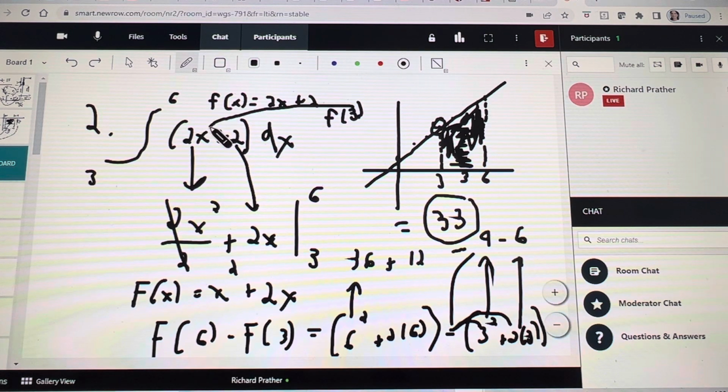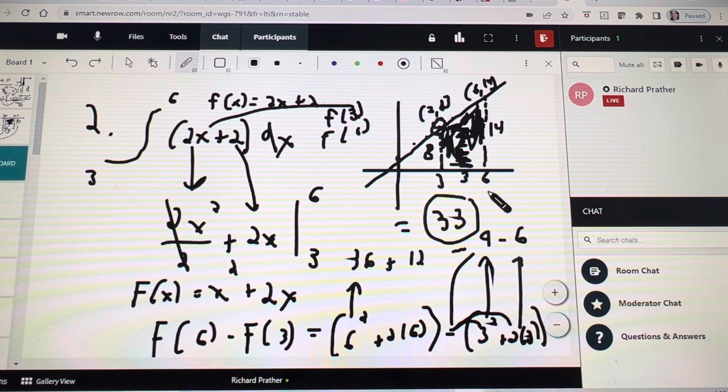2 times 3 is 6 plus 2 is 8. So that smaller base has a height of 8. And that means this coordinate is (3, 8). And then f of 6, 2 times 6 is 12, plus 2 is 14. This is (6, 14) right here. And this base is 14.